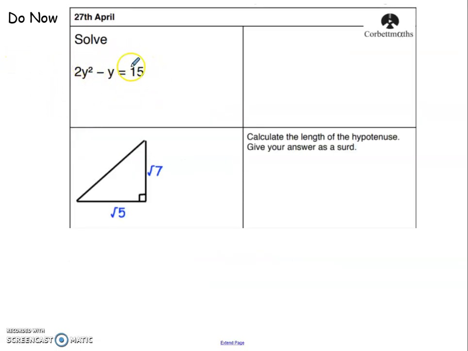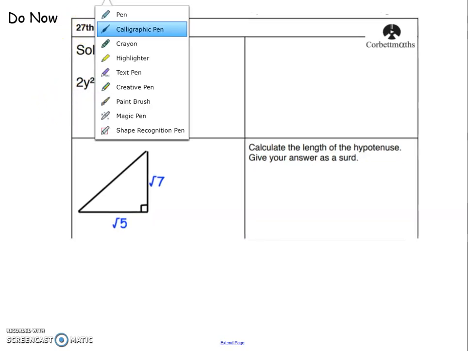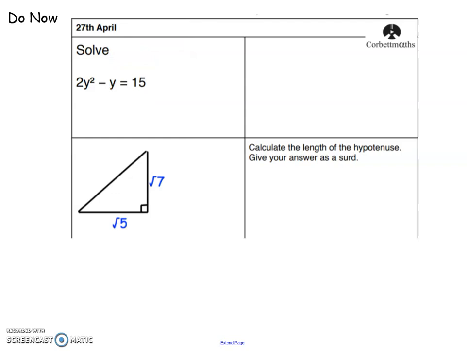So to start off here, this is going to be in the quadratic form, so we need to subtract our 15 from both sides. That would give us 2y squared minus y minus 15 equals 0. So now we want to factorize this, okay? We know that one of the brackets is going to have 2y in there. We know the other one will just have y, okay? Then based on that, we now need to have a look at our factors of negative 15.